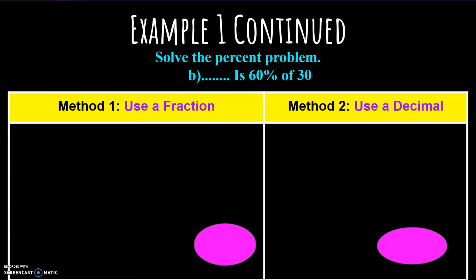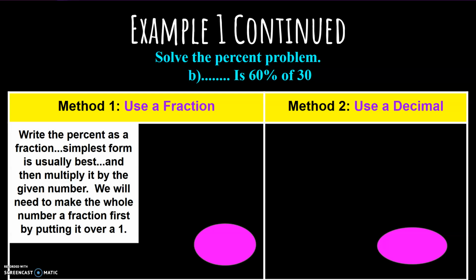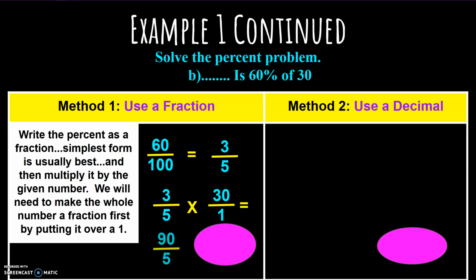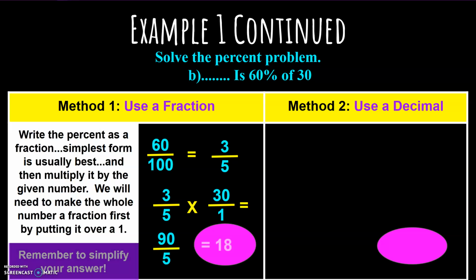Let's try this one. What is 60% of 30? Again, using a fraction, we'll write our percentage as a fraction. Simplest form is usually best, so 60 over 100, because to turn a percent into a fraction, we stick it over 100, simplifies down to 3/5. 3/5 times 30 over 1, because it's a whole number, we have to stick it over 1, gives us 90 over 5. That simplifies down to 18. 60% of 30 is 18.